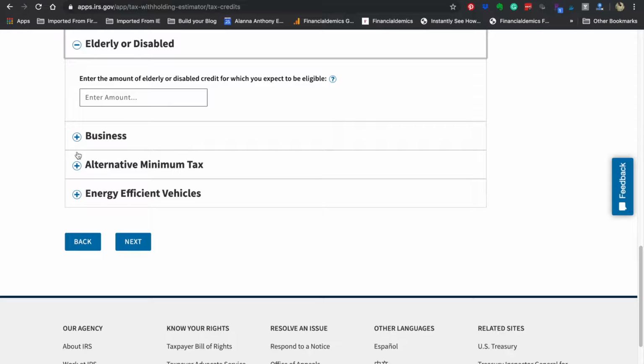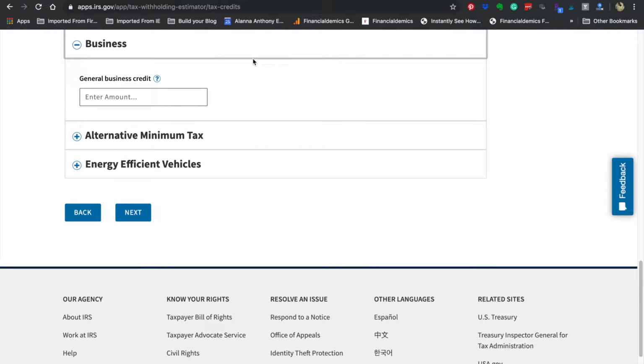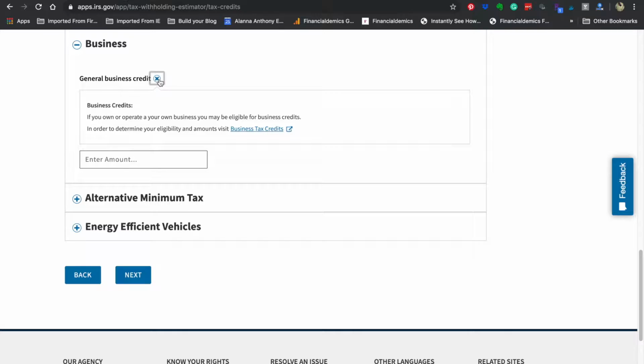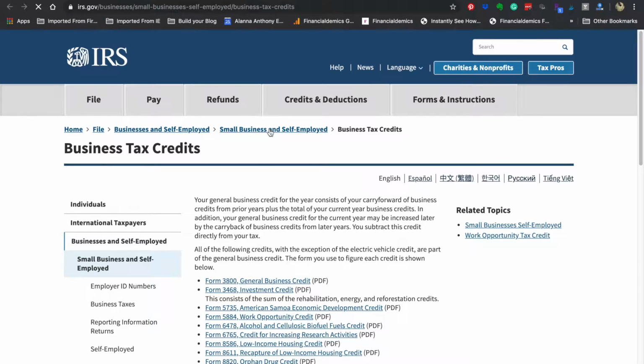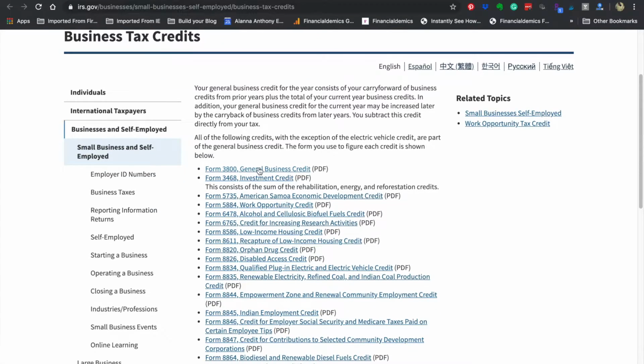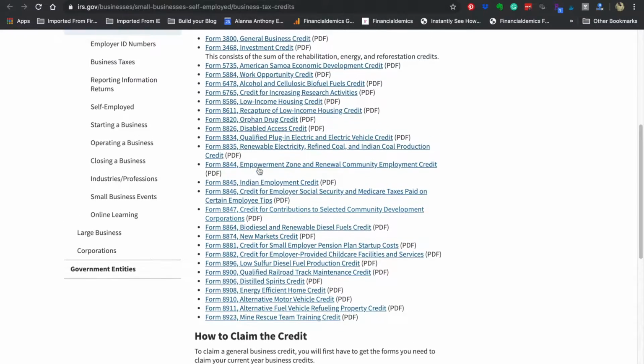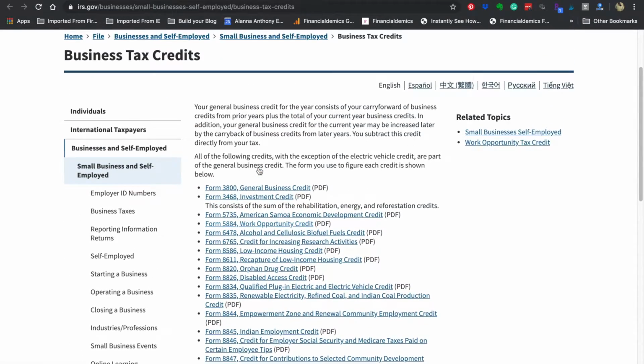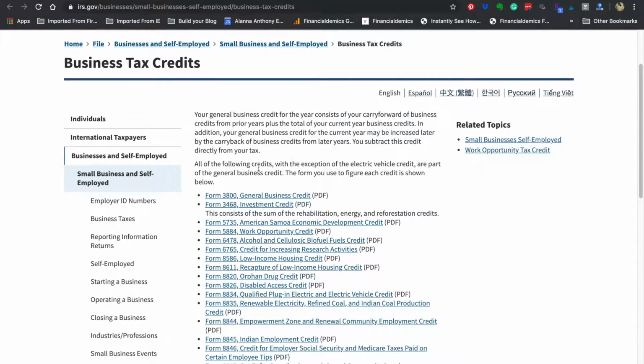If you're elderly or disabled, they have a credit for that. They have a general business credit. So if you run a business, you can put that in here. If you need more information, there's actually a link that will, I'm just going to click on it for those who have side businesses. That'll take you to all the information about business tax credits.